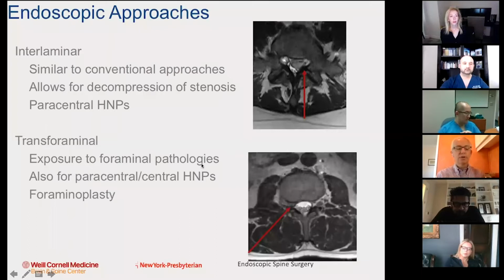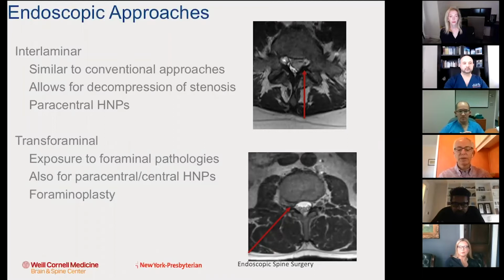Just in terms of recapping what we went over last week, the two basic endoscopic approaches. There's the interlaminar approach, which is very similar to conventional approaches. So essentially almost a midline incision, slightly paramedian, and that's very good for paracentral herniated discs. At L5-S1, it's very useful because of the wide interlaminar space, not necessary to drill at all.